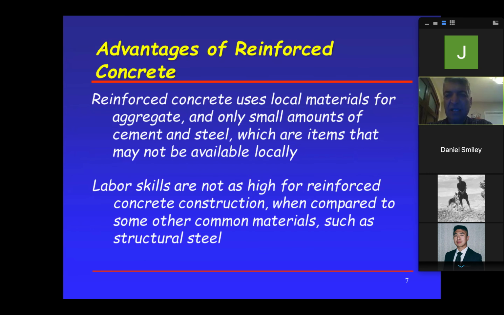Reinforced concrete has local materials for aggregate and only a small amount of cement and steel, which are items that may not be available locally. That's why third world countries, 100%, I would say, maybe 99.9% of the buildings they build is concrete. Why? Because they have abundant material. They have sand, most countries, and they have aggregates. Maybe they don't have cement and steel, but those are small materials compared to others. They'll just bring them from outside. They'll just import them. But the majority of the materials are available, usually local material.